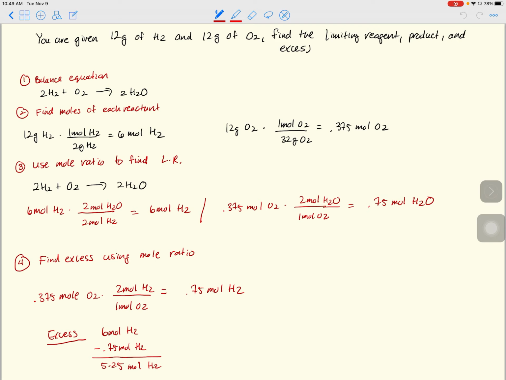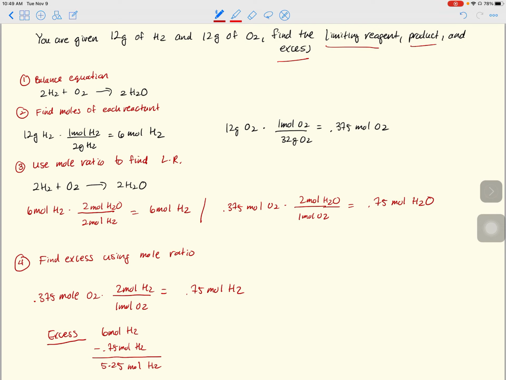Now, let's do a last problem, but then let's make it a little bit more chemistry-ish, okay? And so this is a problem. You are given 12 grams of hydrogen and 12 grams of oxygen. Find the limited reagent, product, and excess. For those who want to try on your own, just pause the video. And for those who want to continue, let's start.